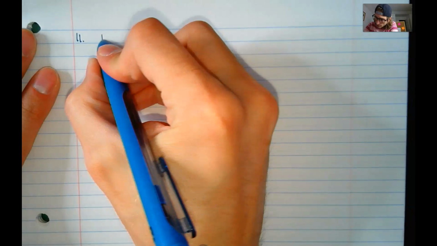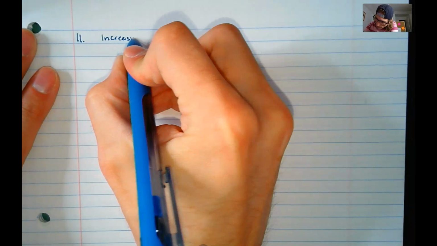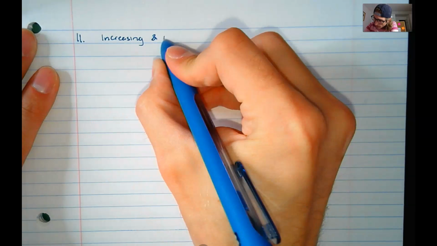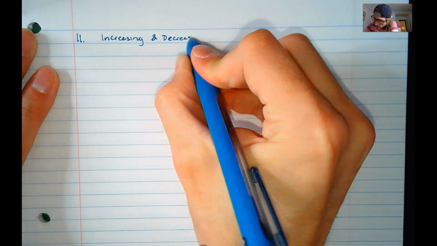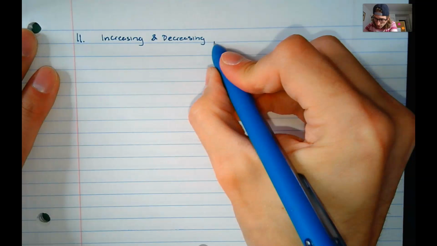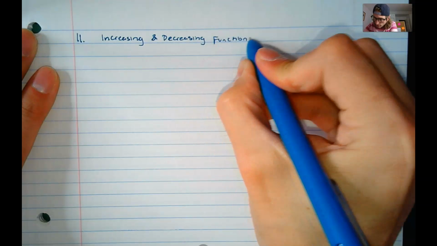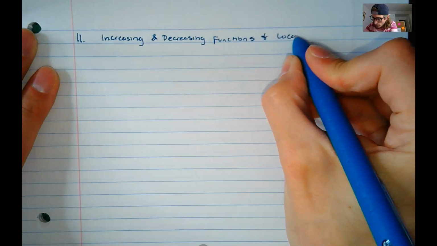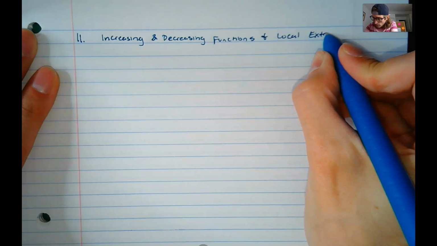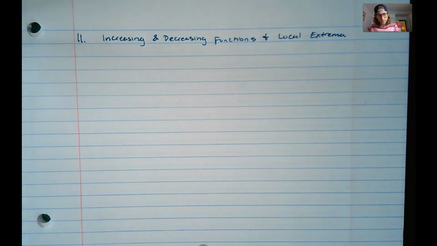All right, next thing that we're going to look at for properties of functions, we're going to talk about increasing, decreasing, and something called local extrema. So let's write it. Yeah, you can see it up there. So increasing and decreasing functions and local extrema. That's a fun word.